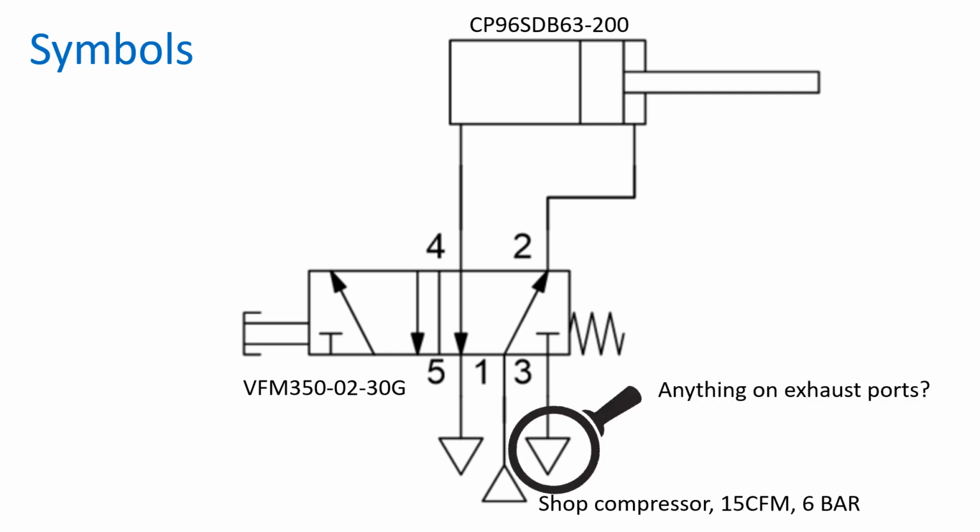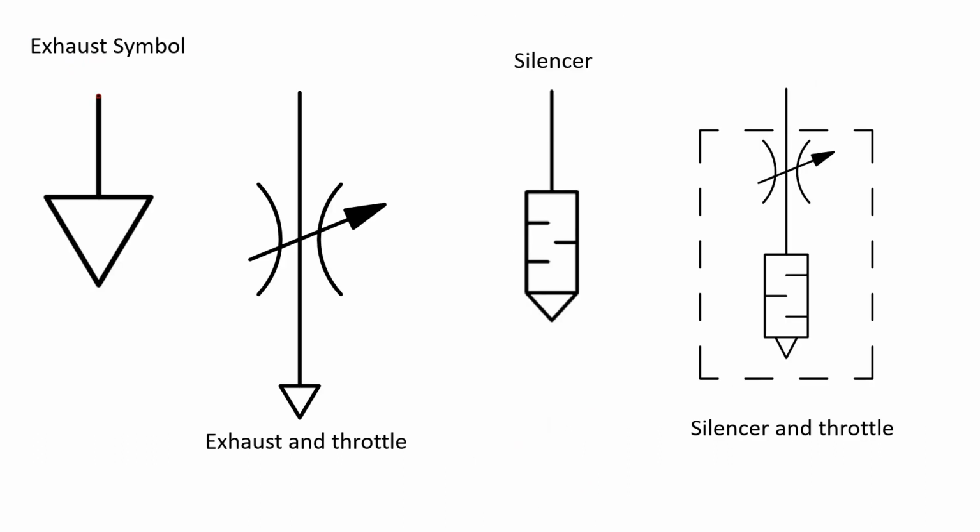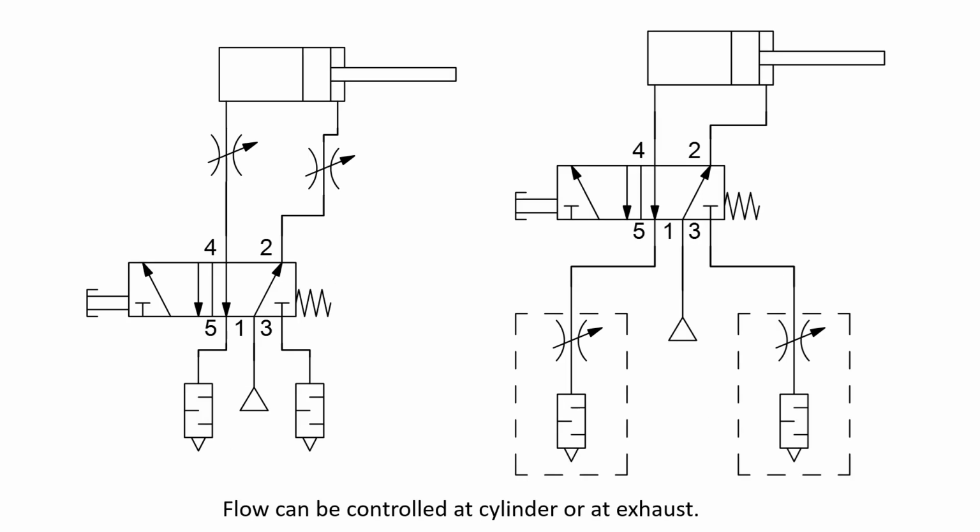My exhaust ports. Am I exhausting to the atmosphere? Do I want to fit any silencers, for example? Other components that I can fit on the exhaust ports are exhaust and throttle units, silencers, throttle and silencer units. Let's have a closer look. If you remember from our basic fluids theory, flow rate equals movement. So if we control the flow rate, we control the movement and the speed of movement.